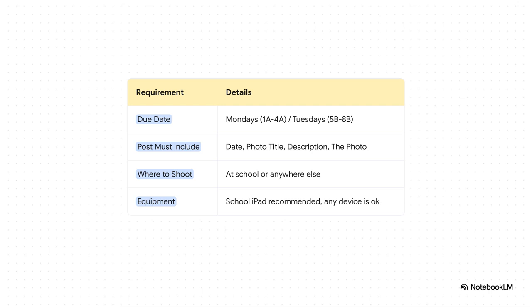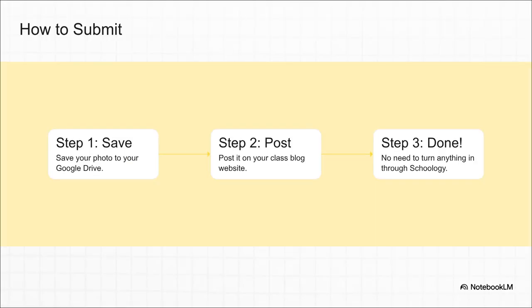As for where to shoot, anywhere. Inspiration can strike at school, at home, anywhere in between. And while the school iPad is a great tool, seriously, any camera or phone you have will work just fine. Submitting is super straightforward. Step 1, save your final photo to your Google Drive. Step 2, post it on your class blog. And that's it, you're done. Now, a really key thing to remember here, you do not need to turn anything in through Schoology for this. Seriously, just post it to your blog and you are all set.